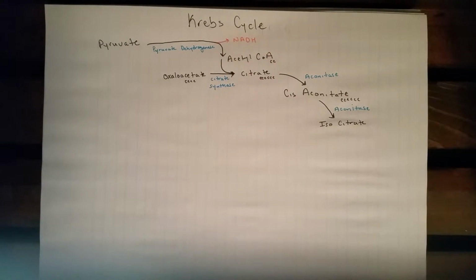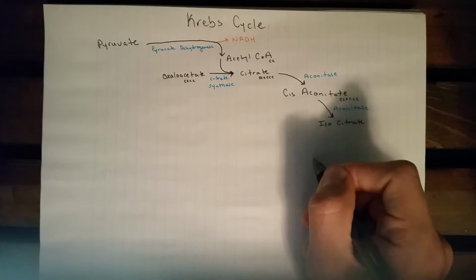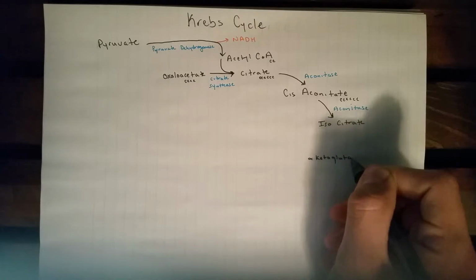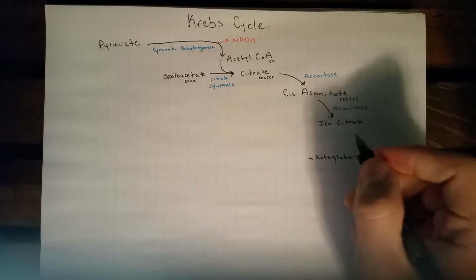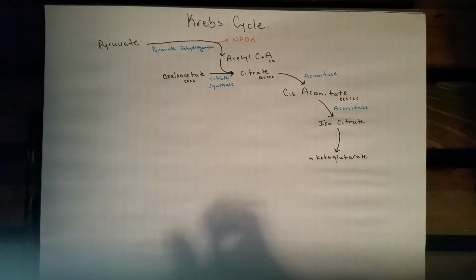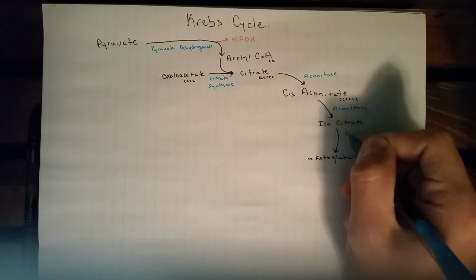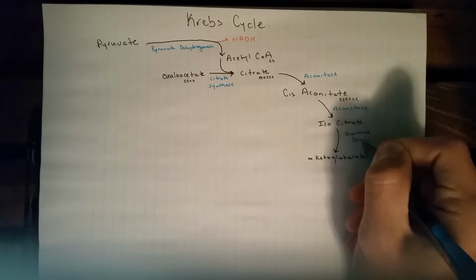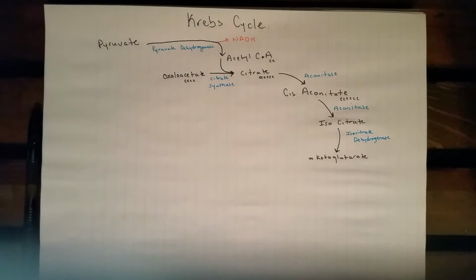We move on. The isocitrate turns into, let's see here, an alpha ketoglutarate, right there. It does that thanks to, let's put the enzyme in here. This is a complex. This is the isocitrate dehydrogenase complex right there, as you can see there. Okay.